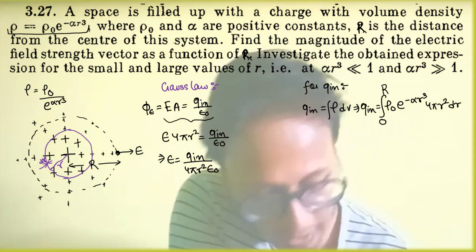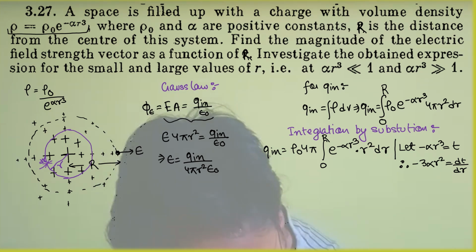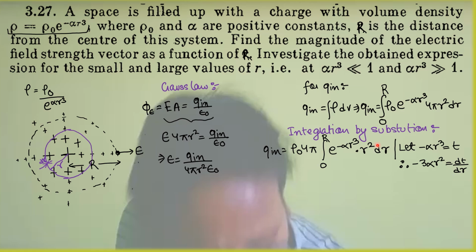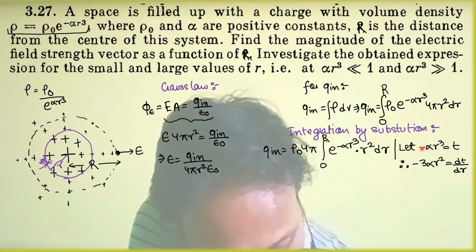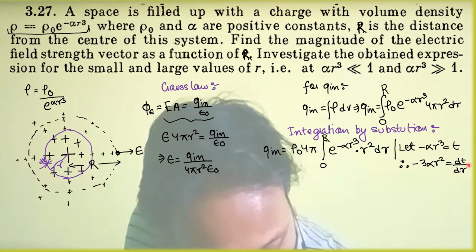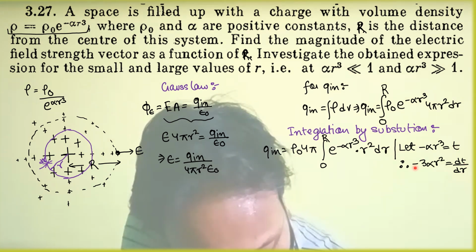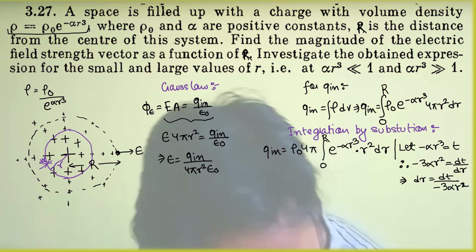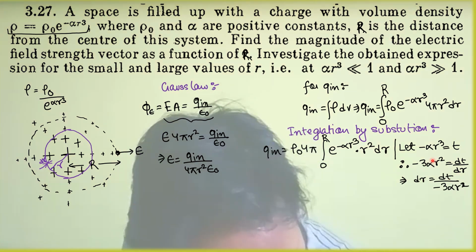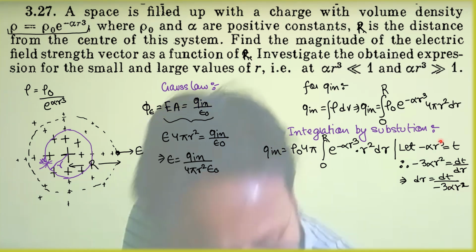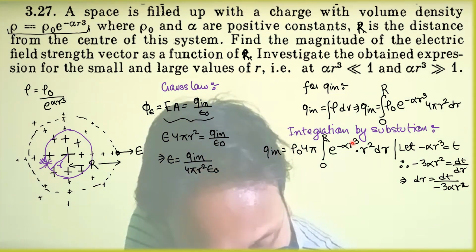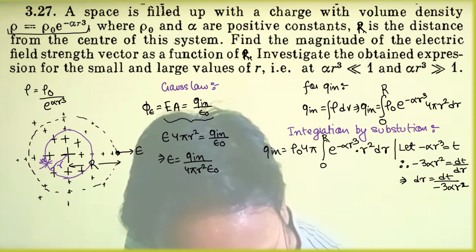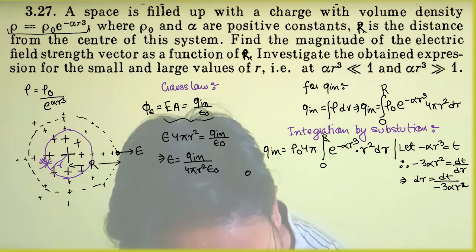So I'll just do the integration out here. If I take all the constant terms outside, rho into 4 pi, we are left with this term. Now in this term I have assumed minus alpha r cube is equal to t, and then I differentiate: dt by dr is equal to minus 3 alpha r square. If I take this dr to the left hand side, dr is equal to dt by this term in the denominator. Now I have to substitute this value and dr out here.